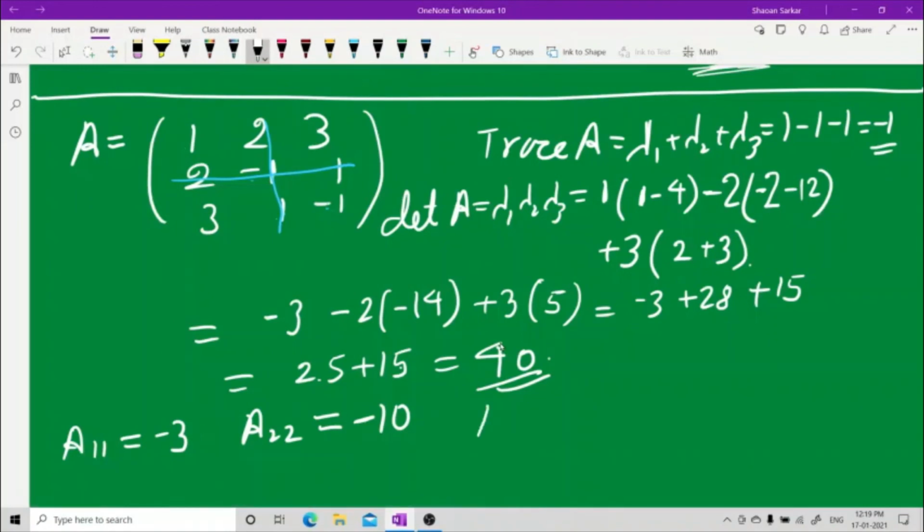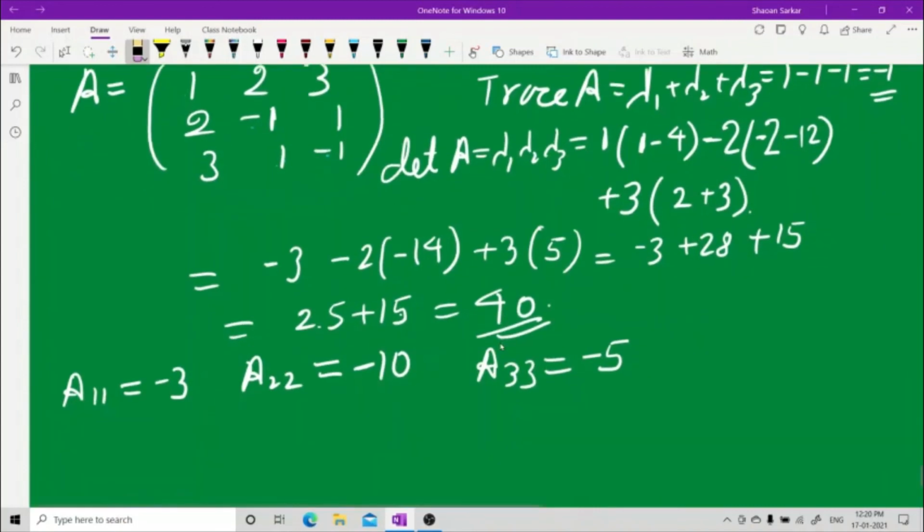Now I'll go for A33. In that case, I'll just remove this. Now I will hide this and this, and I'll get minus 1 minus 4, that is minus 5. I'll get minus 5. So now I've got everything. Now I'll write down the equation directly.